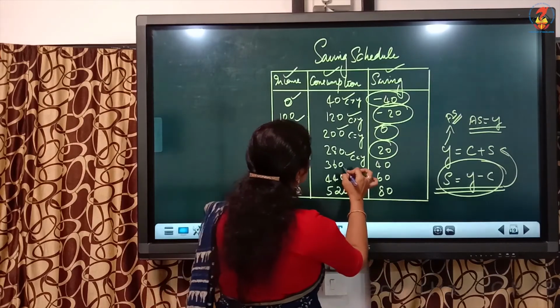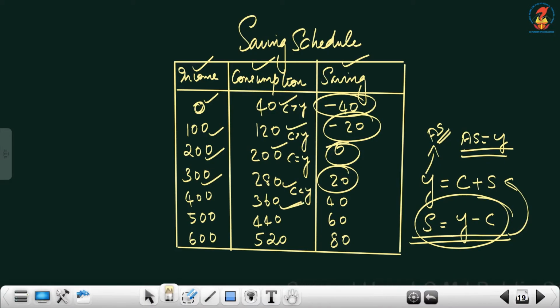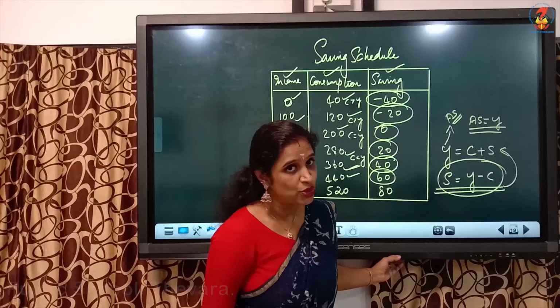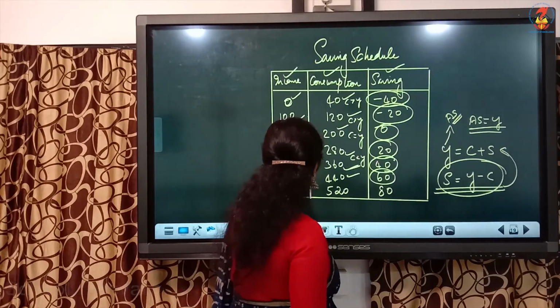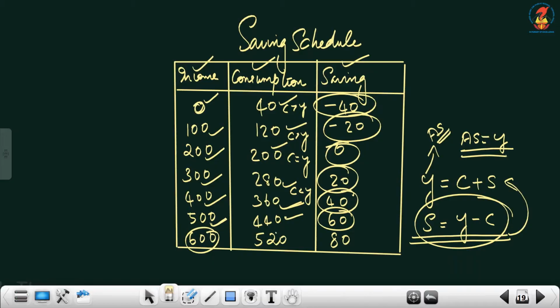Okay, next one is consumption as 360 and income as 400, the saving is 40. The next level of consumption is 440 and income level is 500, the saving is 60, because you know the difference between 500 and 440 is equal to 60, Y minus C. Next income level is 600 and consumption is 520. Income minus consumption, Y minus C will give you the saving as 80.